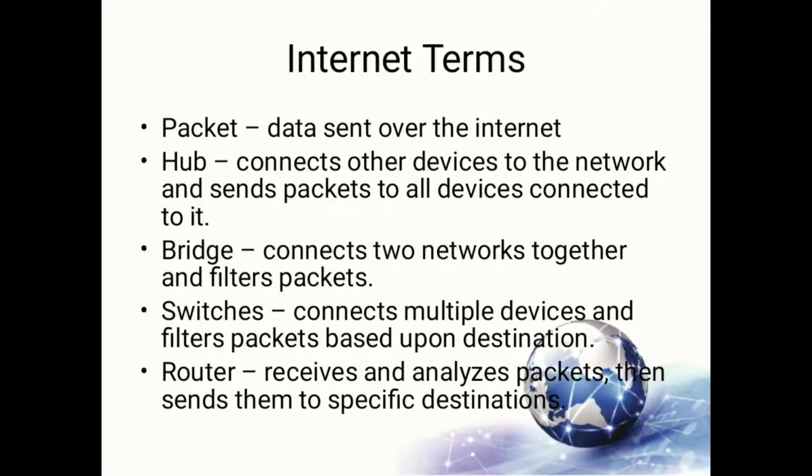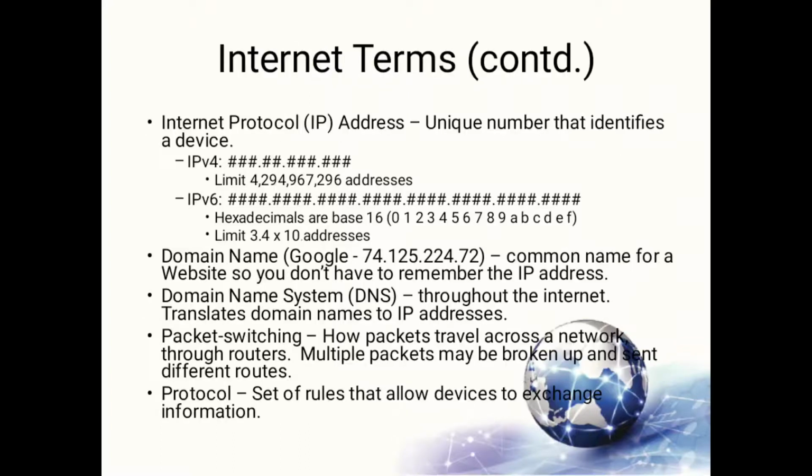Hub connects other devices to the network and sends packets to all devices connected to it. Bridge connects networks together and filters packets. Switches connect multiple devices and filter packets based upon destination. Router receives and analyzes packets, then sends them to specific destinations.